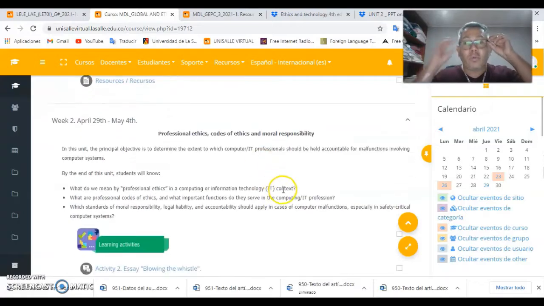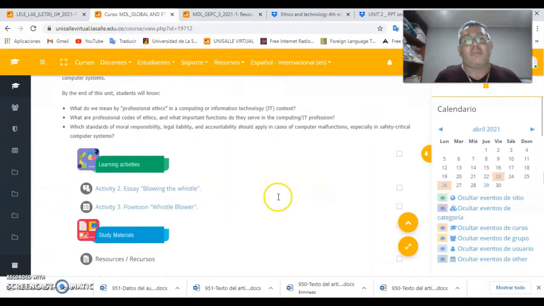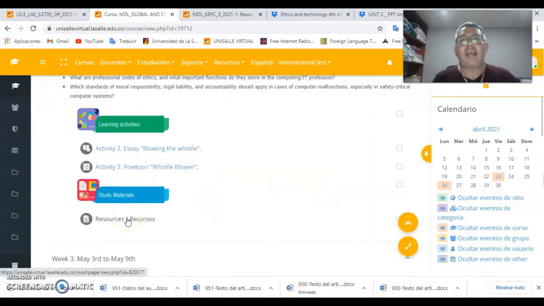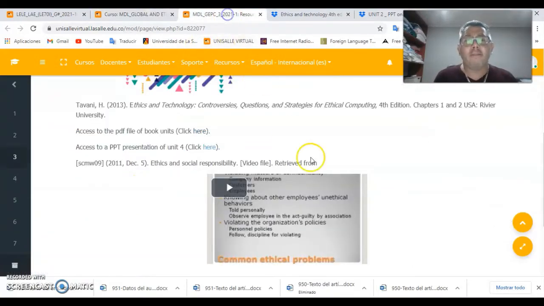And in the second week of our course, we are going to focus our attention on what happens in terms of cyber ethics and professionalism. In other words, what is the relationship between ethics, the use of technology, and professions? To do that, we have some resources that I invite you to explore so that you know what exactly it is that you need to understand Unit 2. So the resources are the following.